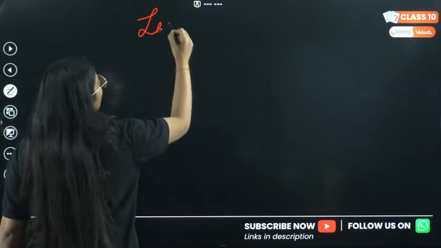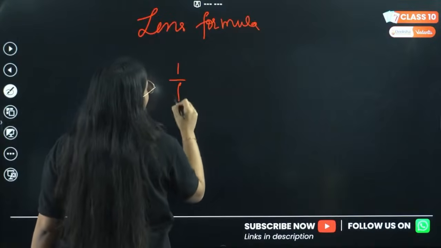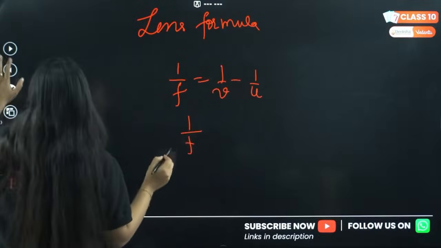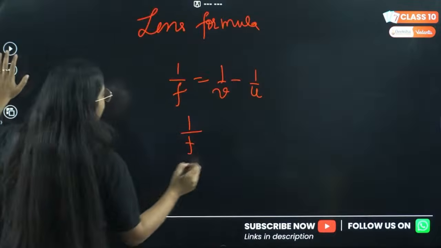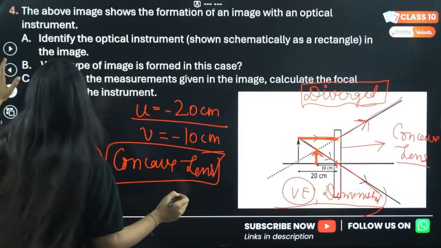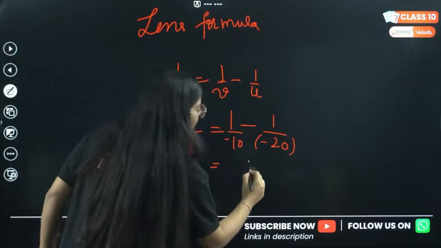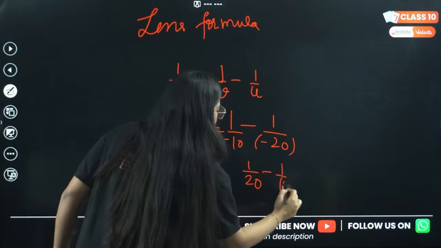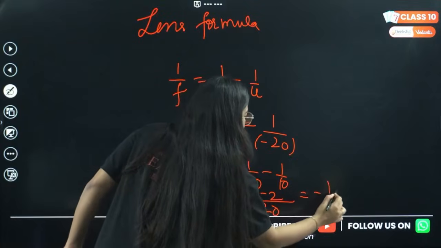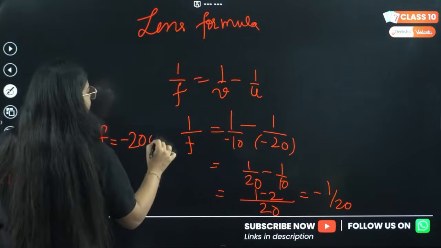We know the lens formula, right? We will use the lens formula here. So 1 by f equals 1 by v minus 1 by u. My focal length we need to find. My u is minus 20 centimeter, so 1 by minus 20, and my v was minus 10 centimeter, so 1 by minus 10. So this will be 1 by 20 minus 1 by 10, which will be 1 minus 2 over 20, that is minus 1 by 20. So my focal length will be minus 20 centimeter.